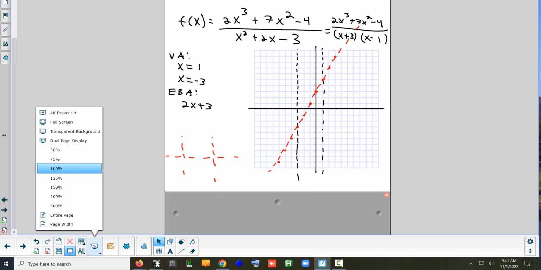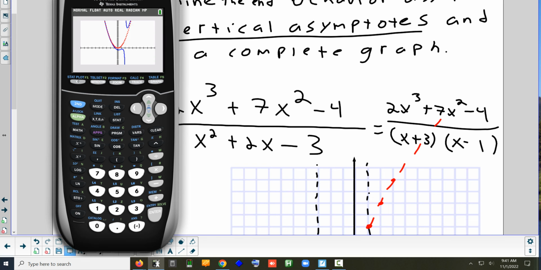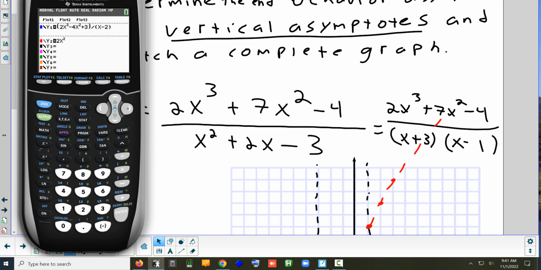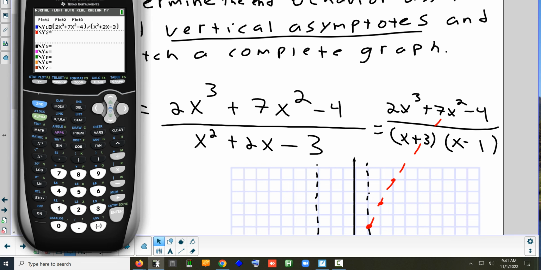All right, so did I type this in yet? I don't think so. No, I gotta type it in. All right, so it's 2x cubed, plus 7x squared, minus 4. The bottom is totally different. So x squared plus 2x minus 3. Right, we can put the EDA in after if we want, see what it looks like.